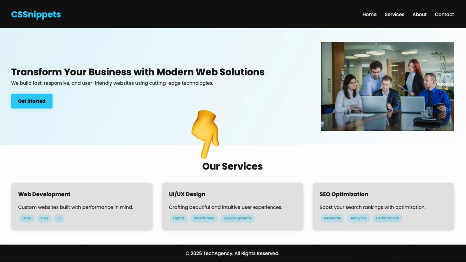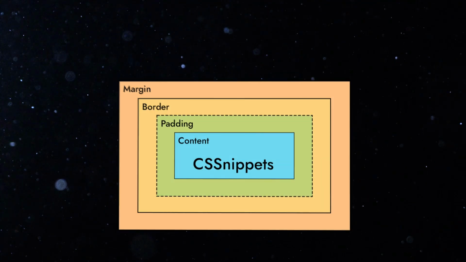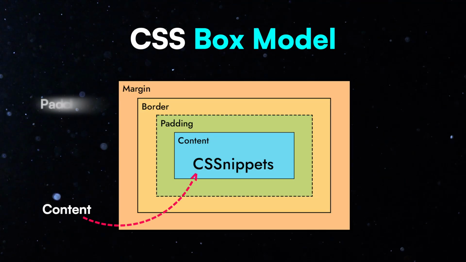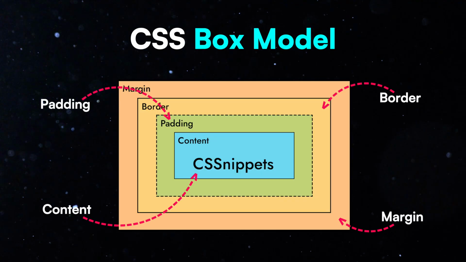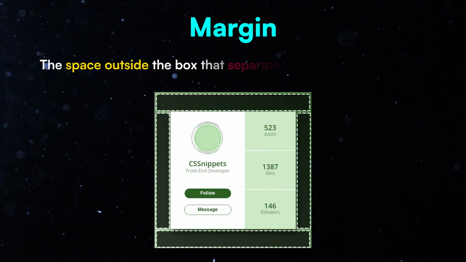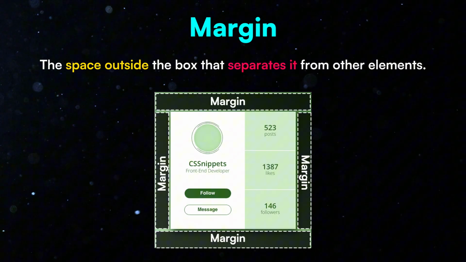In CSS, every HTML element, whether it's text, images, headings, or sections, is treated as a box. This box consists of four parts: content, padding, border, and margin. The margin is the space outside the box that separates it from other elements.